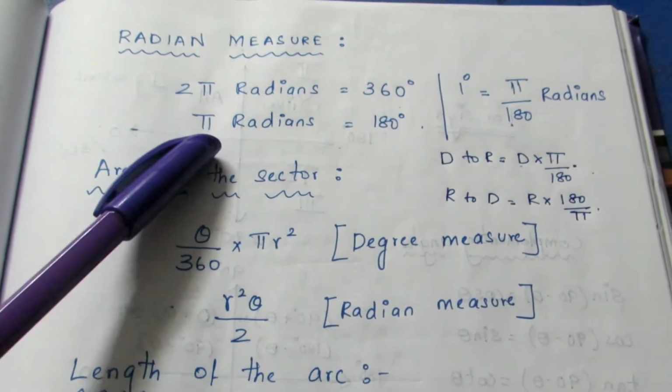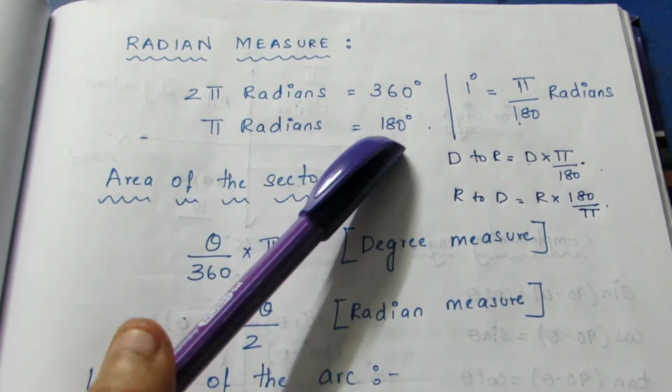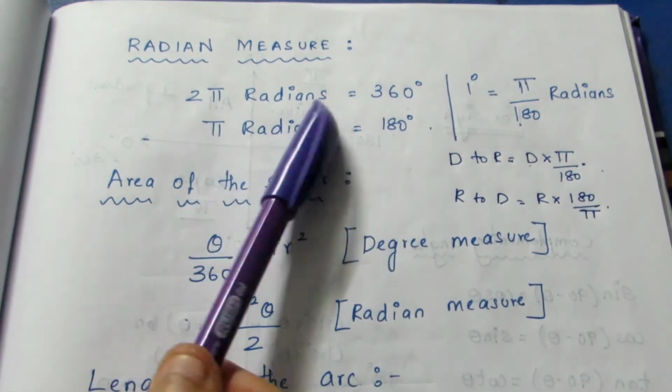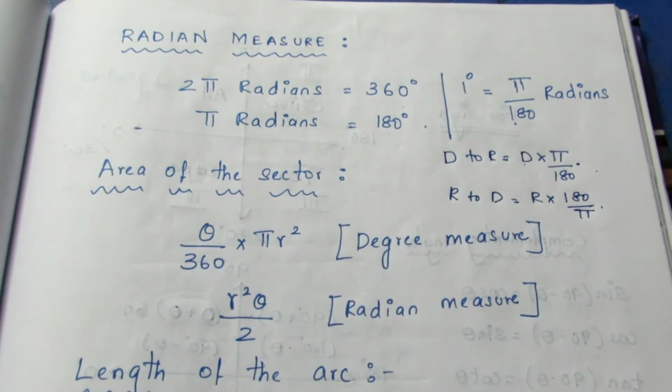So pi radian is equal to 180 degree. We can use this for the unitary method. If you want to do it in a unitary method, you can use this formula, or this will be very simple. You can directly find anything, degree to radian or radian to degree. You can directly multiply the number so that it will be very easy for you to finish the sum.